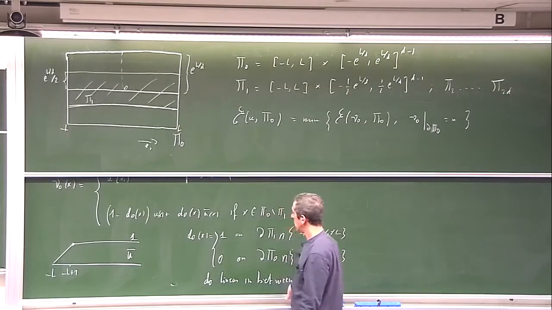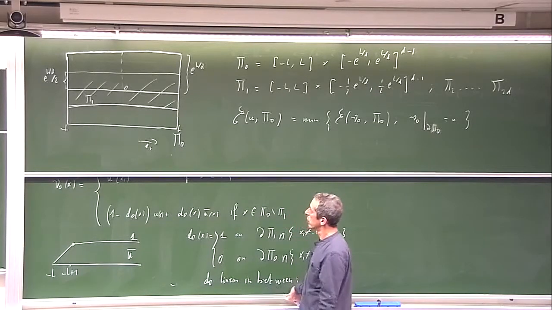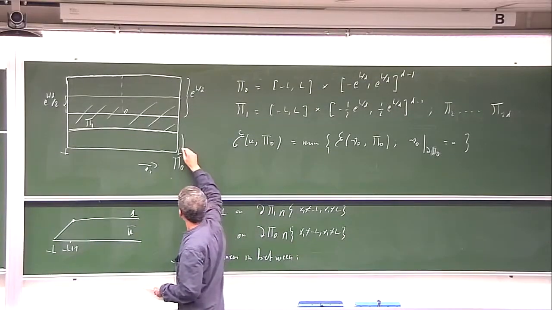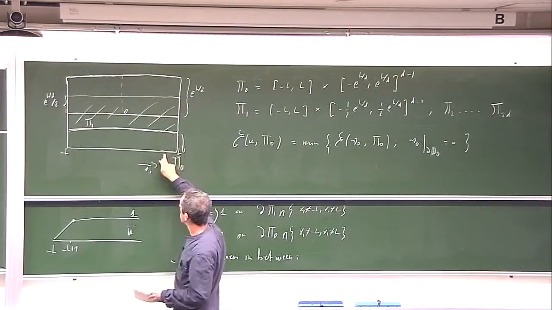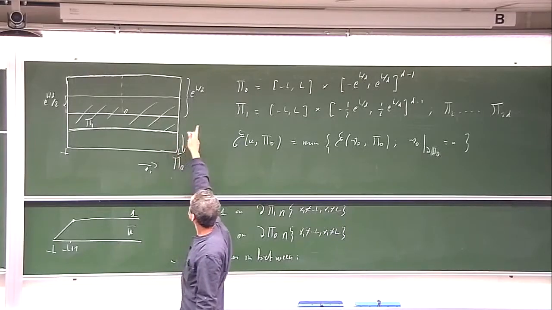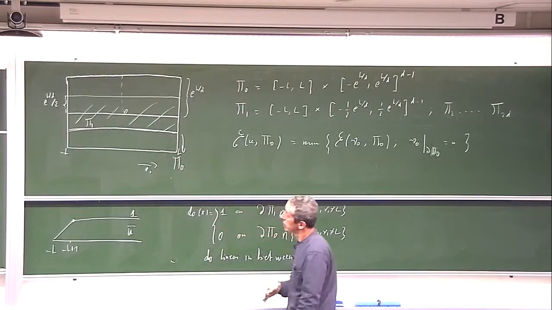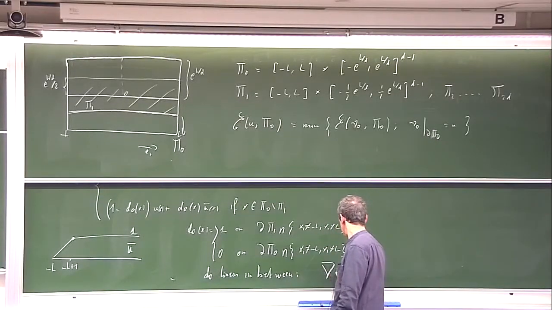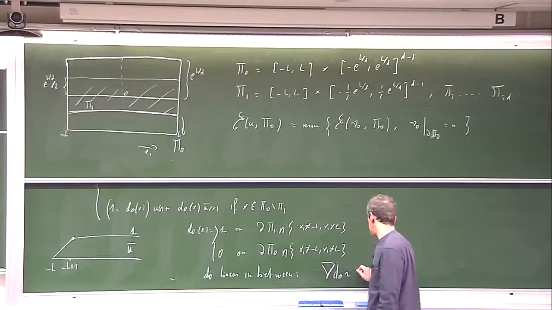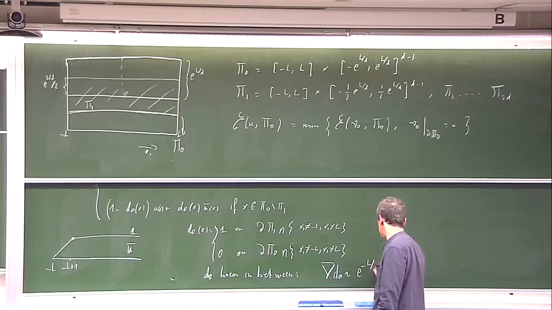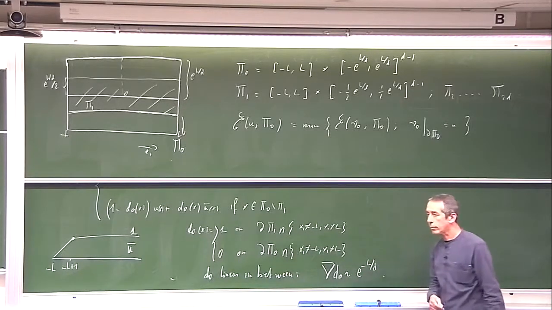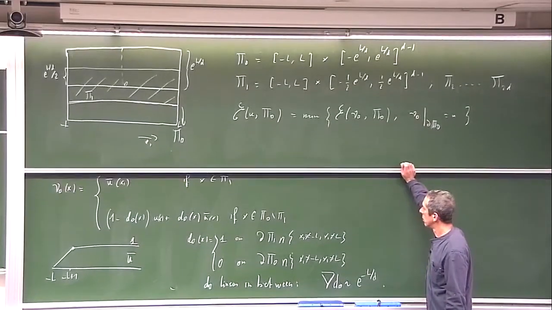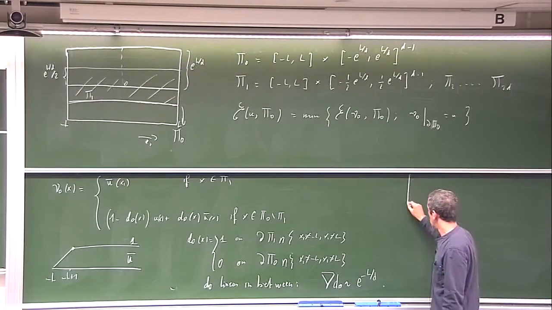So d0 has to go from the value 0 to the value 1 when moving from this to this. And the distance between these two things is exponential L to the d divided by 2. So the gradient of d0 is of order exponential minus L to the d, with a factor 2, but we don't have to take that into account. Okay.